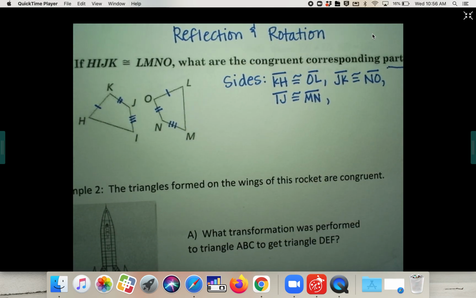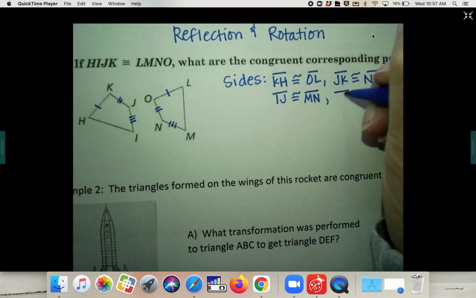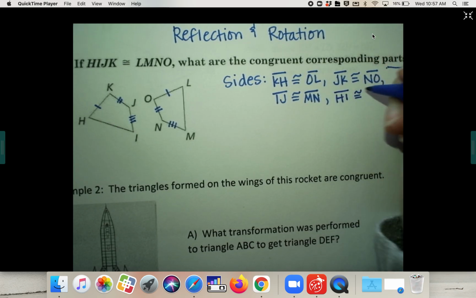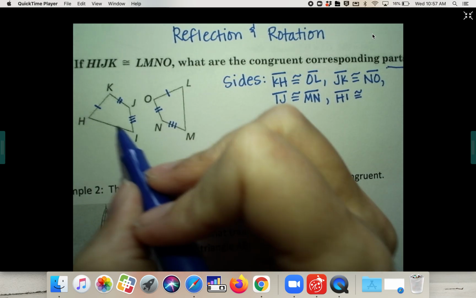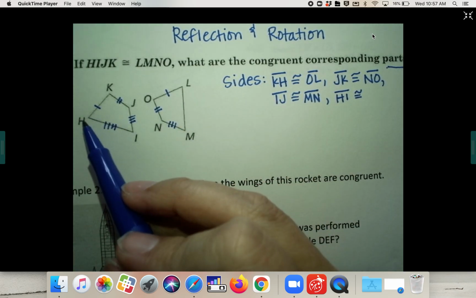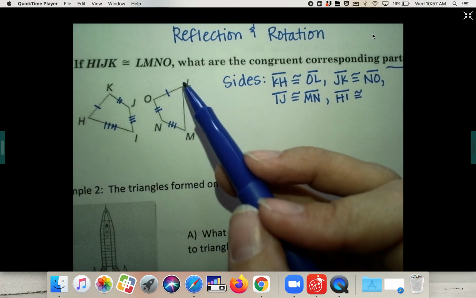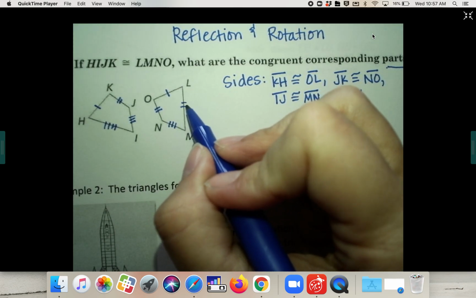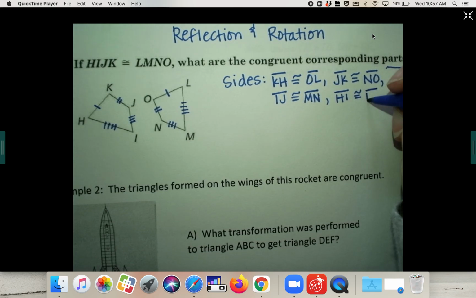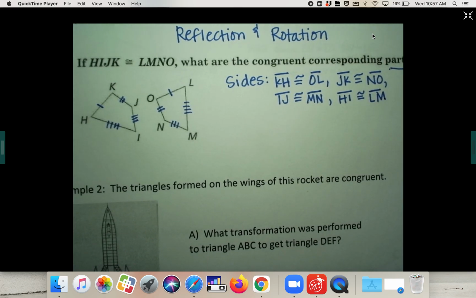All right, and then the last side that I haven't named yet is segment HI. So if I give from H to I four hash marks, then in that order from H to I, it would be from L to M. So we're going to write segment LM is what HI is congruent to.